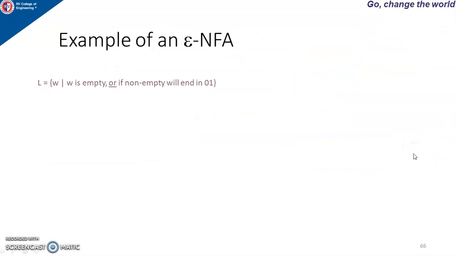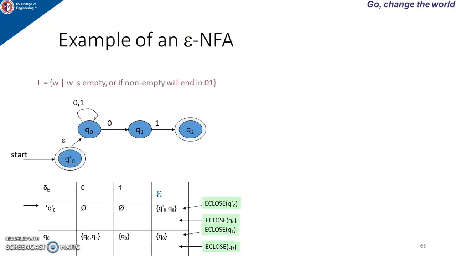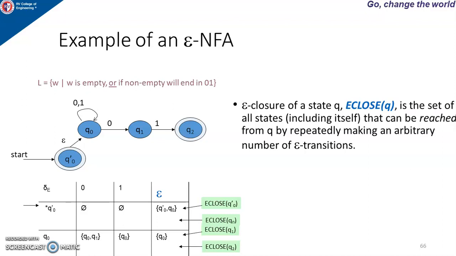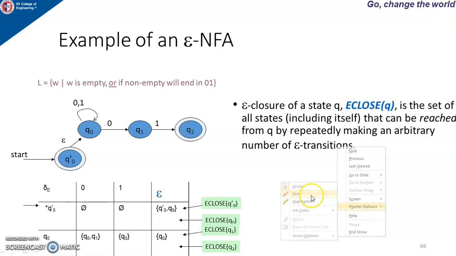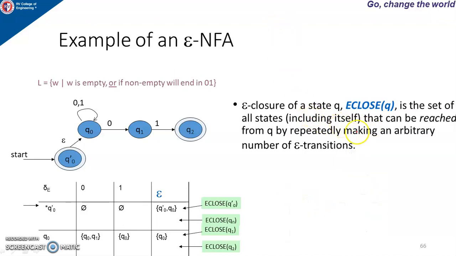Now we'll see how to find the null closure of any state. So what is null closure? The null closure of a state Q is the set of all states, including itself, that can be reached from Q by repeatedly making an arbitrary number of null transitions. What is the meaning of that? Say we have Q naught dash, Q naught, Q1 and Q2. These are the states, with a start state and a final state.